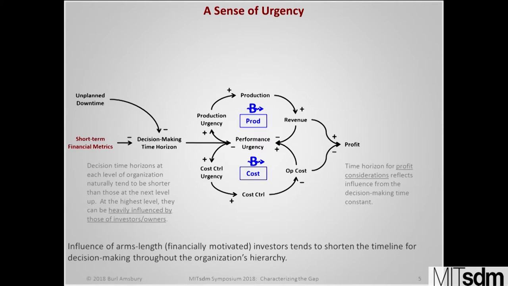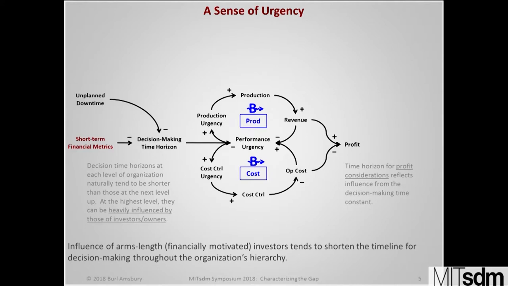It's not a lot of rocket science to this, but we're suggesting the little tweak that may be unfamiliar is that the desire for profit and production is driven in large part by a sense of urgency. And that sense of urgency, in turn, is driven by increasingly downward pressure on decision-making time horizons. So we get short-term decision-making. That, in turn, is driven by short-term financial metrics, which are an externality for this discussion.